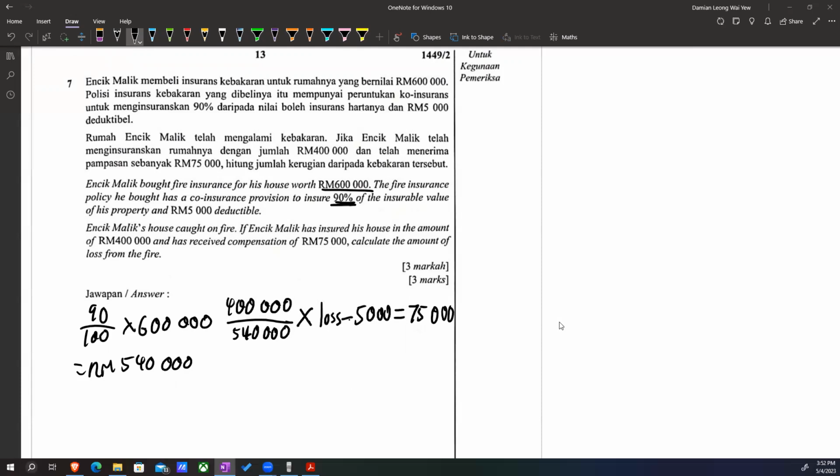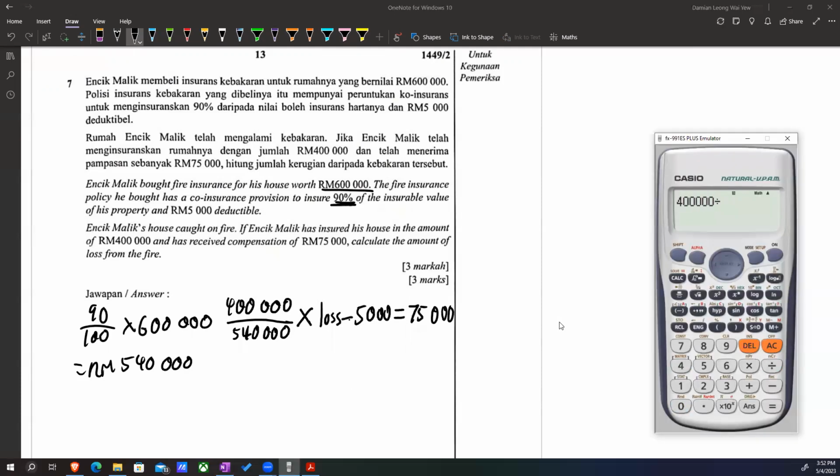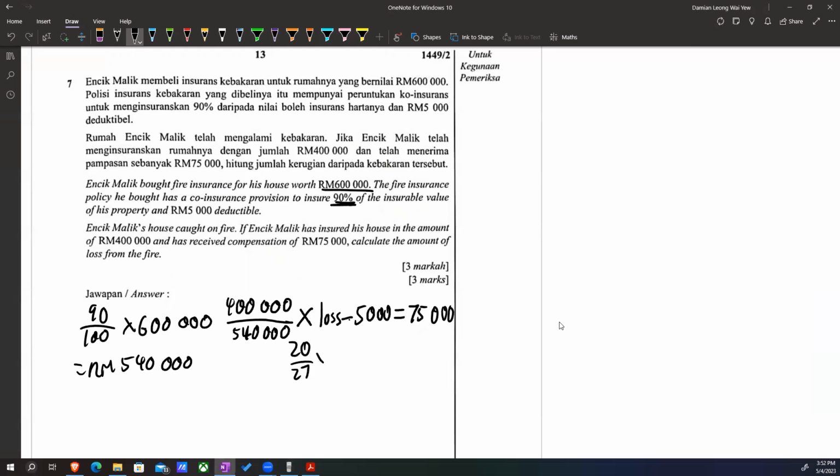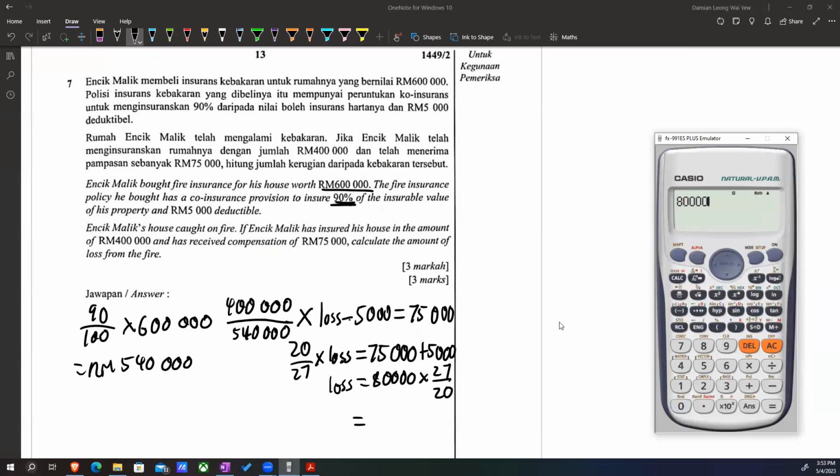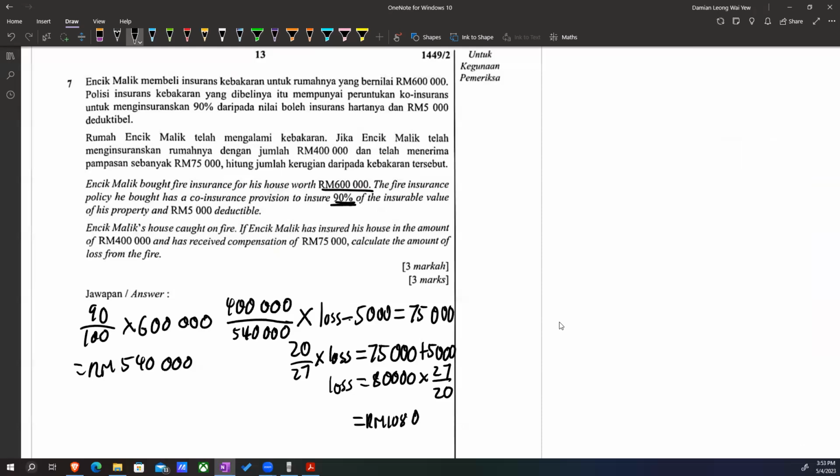So let's simplify this first. 400,000 divided by 540,000 is 20 over 27 times the loss. Bring over the 5,000, minus becomes plus. So 75,000 plus 5,000, which is 80,000. Bring over the fraction, flip it around, times 27 over 20. So 80,000 times 27 over 20 is 108,000. Means the loss is 108,000 ringgit. Yeah, that's for question 7.